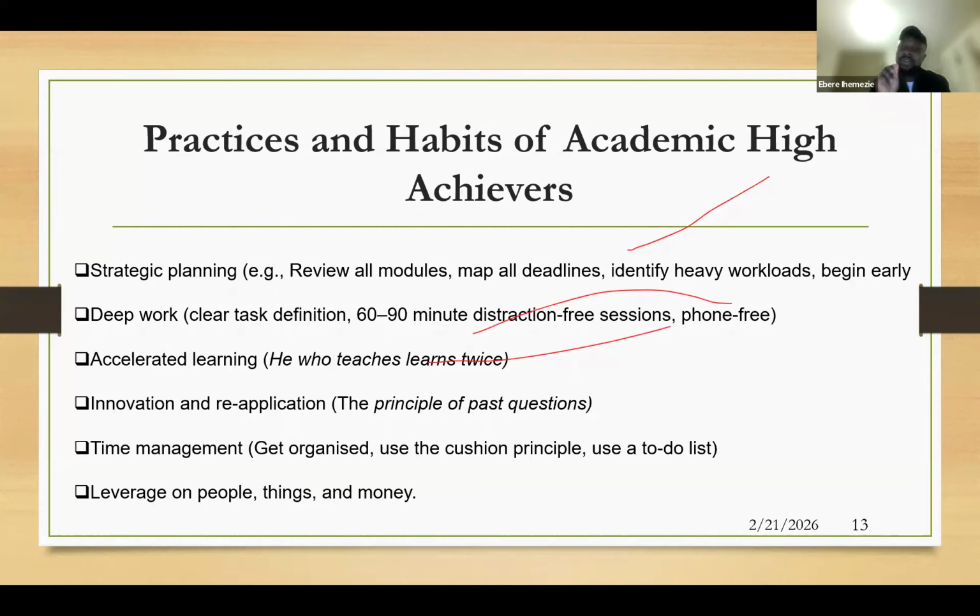High academic achievers are highly organized people. You need to get organized. You need to know when to attend lectures. You need to know what to do. One of the things I practiced during my undergraduate, and it's a principle that cuts across everything, I will never go back home. I was staying off campus in Nsukka.